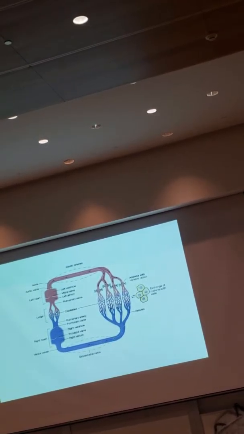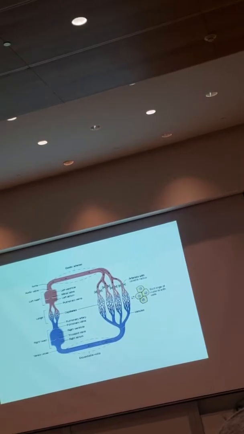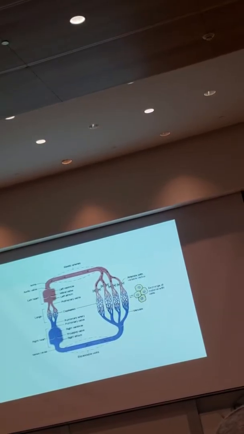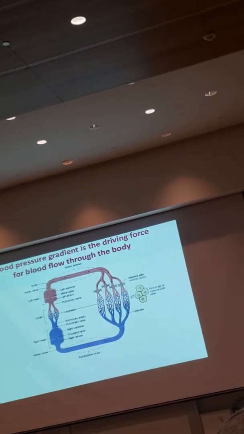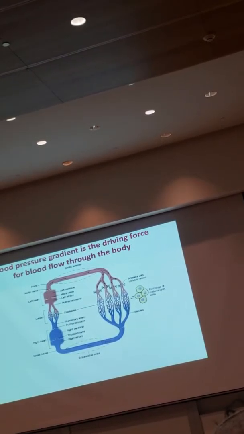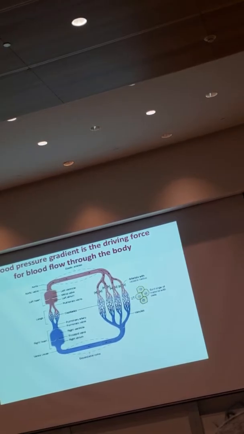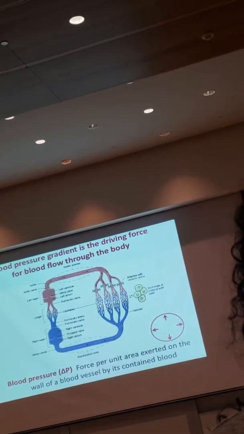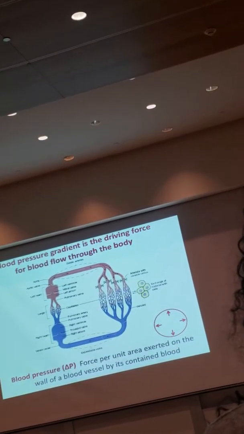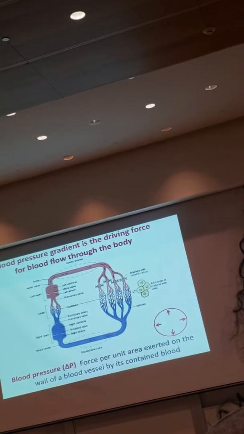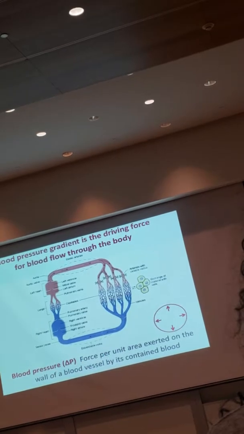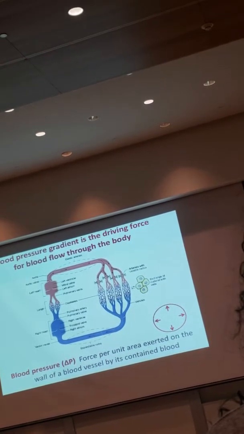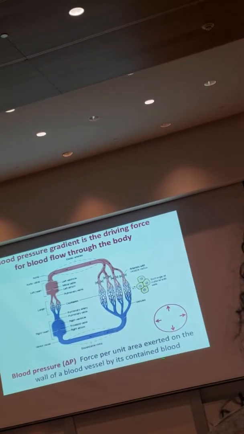This is true for this point to this point, this point to this point, and this is true for the entire circulation. So to remind us what is blood pressure, we mentioned that when we talked about the heart. Blood pressure gradient is the driving force for blood flow through the body. And to blood pressure, this is a cross-section of a blood vessel. It can be an artery or capillary or vein. Blood pressure, P or delta P, if we talk about a gradient, is the force per unit area exerted on the walls of the blood vessel by its contained blood.